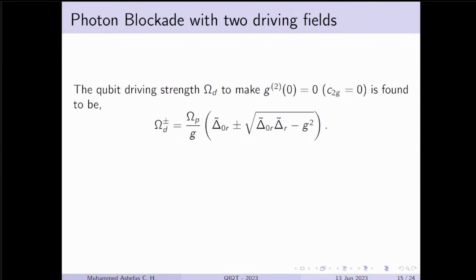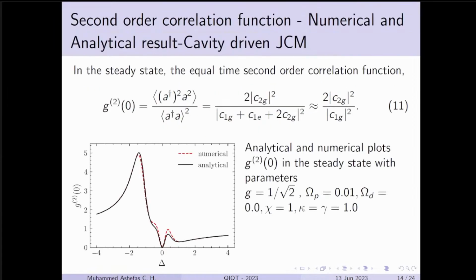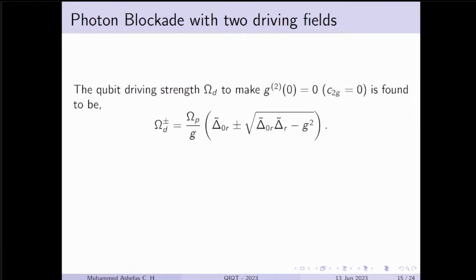So we can either use the analytical equation or the numerical calculation. For all the next analysis, we are relying on the numerical calculations. We have already assumed there are 2 driving strengths, omega d and omega p. The omega d is the qubit driving, and omega p is the cavity driving.